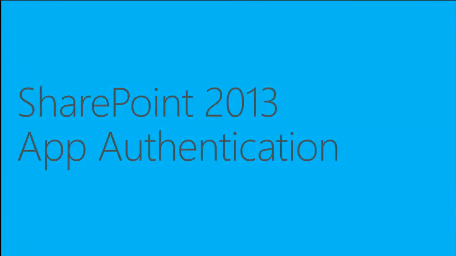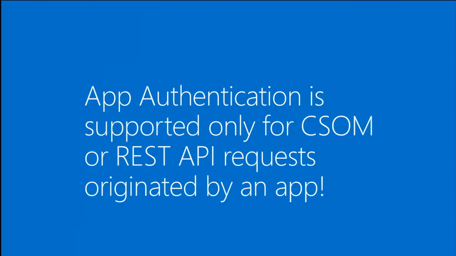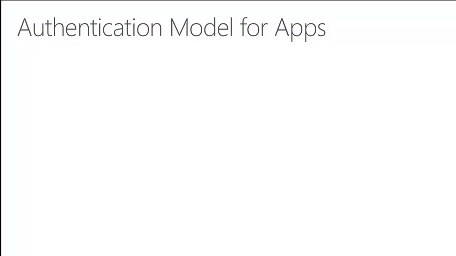Now, let's talk about app authentication, which is another story, we can say. From an app perspective, authentication, first of all, is supported only for CSOM or REST API requests originated by an app. So keep in mind this sentence. Fix this sentence in your mind, okay? App authentication is supported only for CSOM or REST API requests originated by an app. When you want to authenticate apps, you have three authentication models.